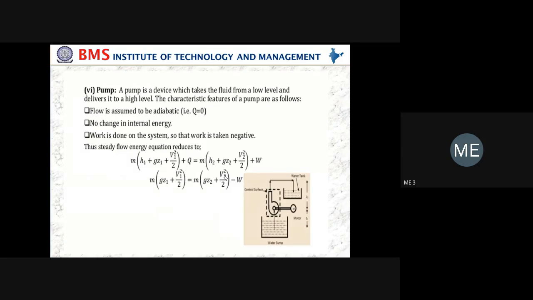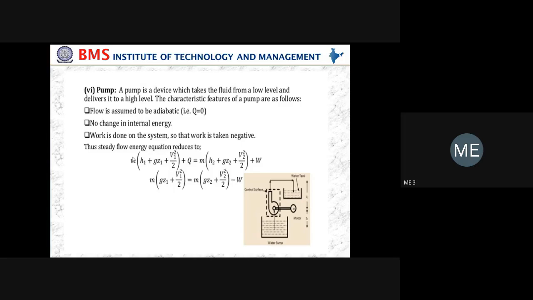Next, pump. Pump is a device which takes the fluid from a lower level and delivers it to a higher level. The characteristic features of a pump are as follows. The flow is adiabatic. There is no heat transfer, no change in internal energy. Work is done on the system. This is most important. In a power absorbing device, W is negative, and in a power generating device, W is positive. So in the case of a pump, a compressor, or a blower, W is negative, that is, work is required to run the machine, work done on the system.